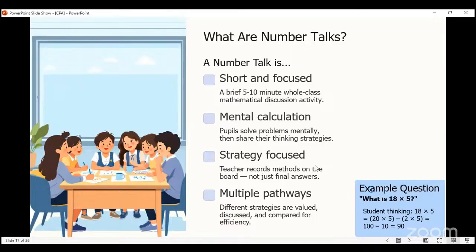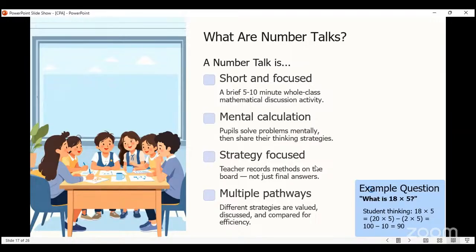Now we move on to number talks. A number talk is short and focused, a brief 5 to 10 minutes whole class mathematical discussion activity. You talk about the number or the concept you want to teach using the appropriate vocabulary.